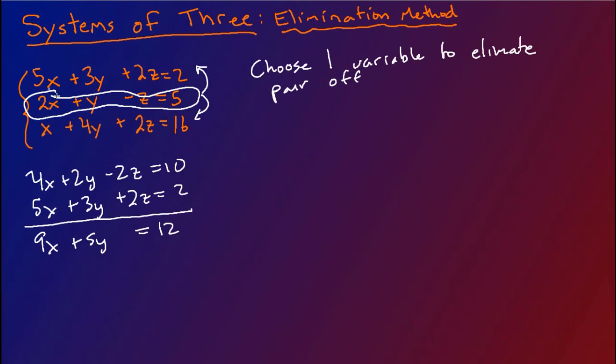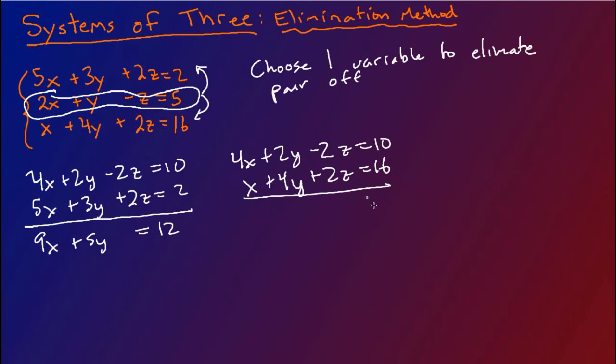I don't have to, I could do x or y, but I chose z, so I have to eliminate the same variable in both cases when I pair it off. So I'm going to multiply this one by 2 again. And the other one, I just leave it the way it is. And the reason I multiply by 2 is because that's going to enable me to go ahead and eliminate z right here. So I have 26, I have 5x, and 6y.